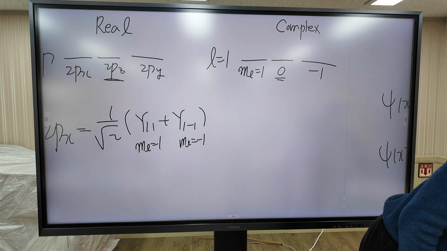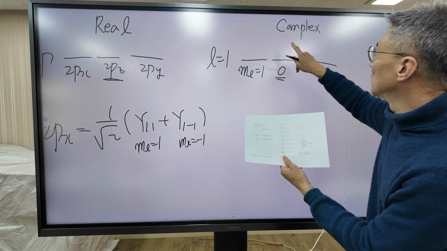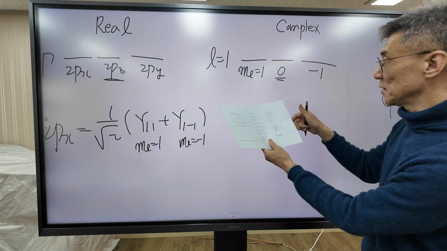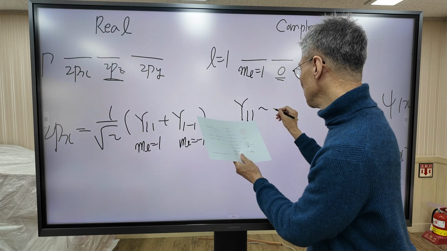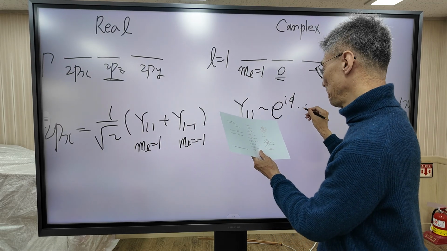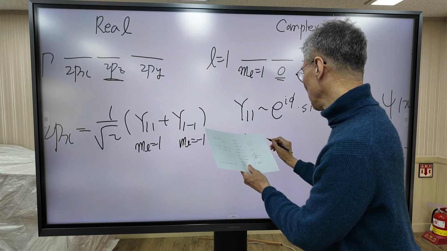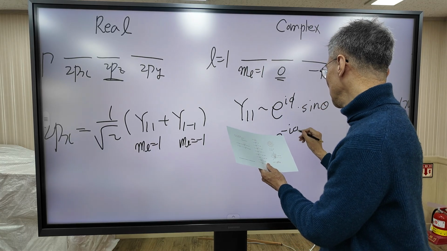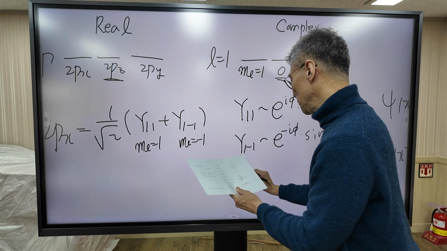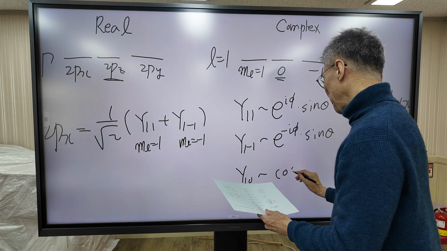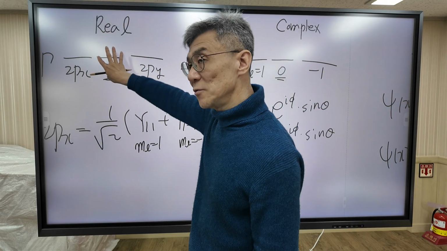So in the handout, we can list these functions, which are complex functions. For example, Y11 is equal to exponential i phi sine theta, and Y1,-1 is equal to exponential minus i phi sine theta, and Y10 is cosine theta. Okay. So these functions are listed in your textbook.